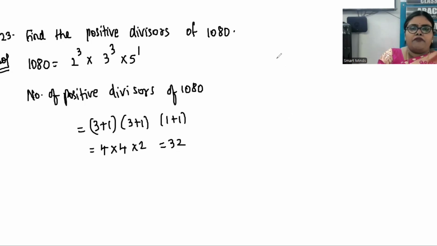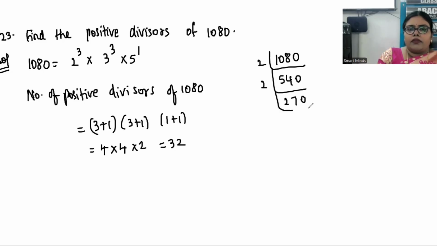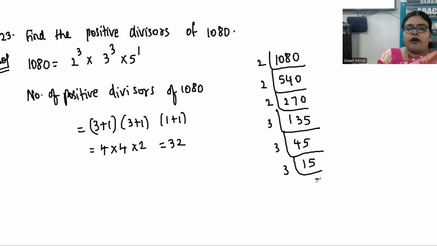Let me show you the prime factorization of 1080 as well. So 2 into 540, again 2 into 270, 2 into 135, then 3 into 45, 3 into 15, 3 into 5, 5 into 1. So this is how we got 2 cube, 3 cube and 5 power 1.